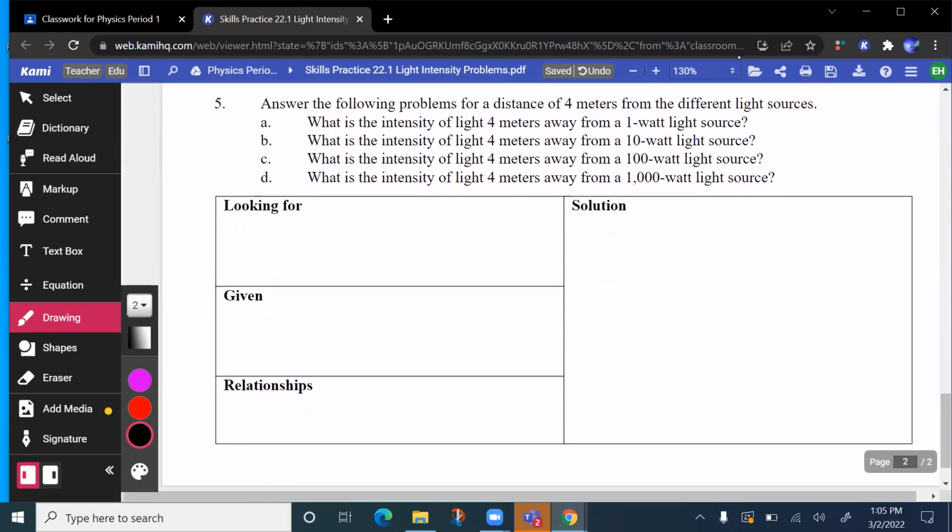And finally, number 5. Answer all the following problems from a distance 4 meters away. So r will remain constant. What we're going to change in each part of this is the power. The power starts off as a 1 watt light bulb, then 10 watts, then 100 watts, then 1,000 watts. So in each case, you're looking for intensity. Intensity is what we're looking for, part A, B, C, and D.